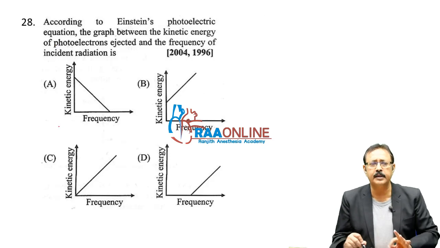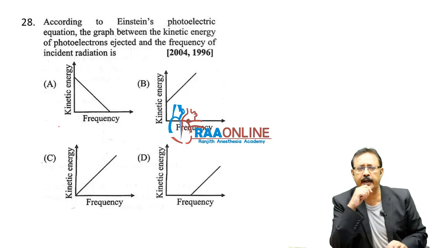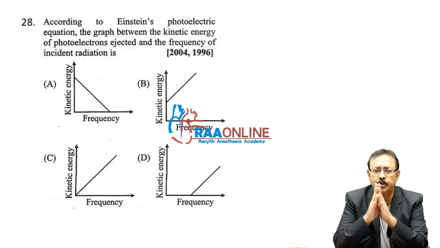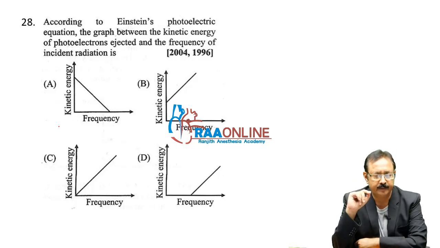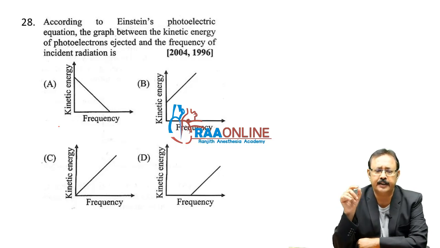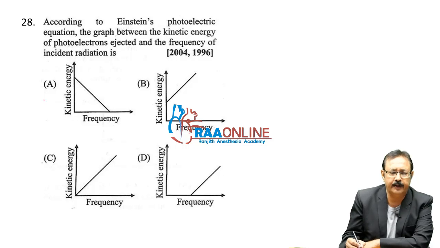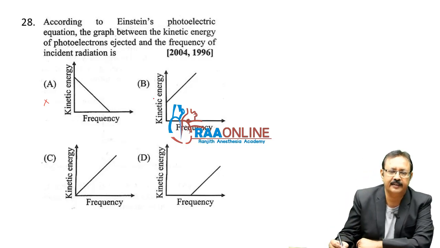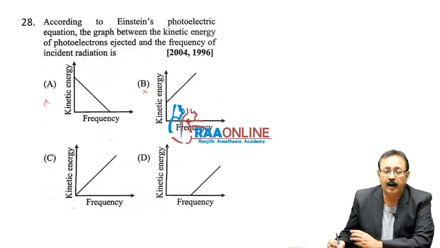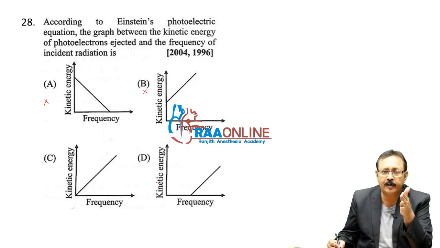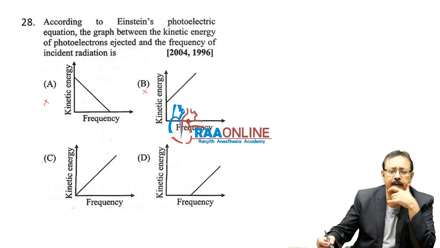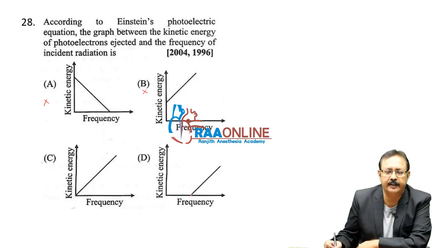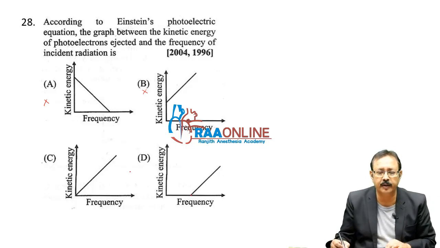Next, according to Einstein's photoelectric effect, what is the graph between the kinetic energy of photoelectrons ejected and the frequency of incident light? They asked this in 2004 and 1996 AIPMT. If we increase the frequency, kinetic energy will increase, so reject option A. At frequency 0, electron will not eject, so cancel B. After crossing a certain limit, known as the threshold frequency, only then you will get kinetic energy. It will start after a certain value. So we are going with option D.